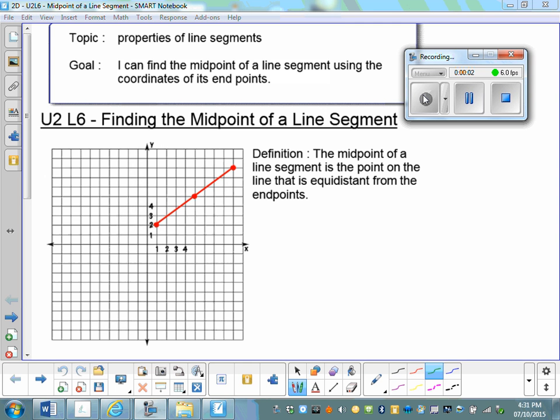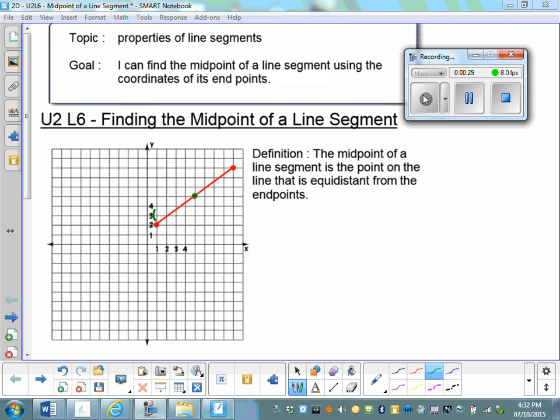Okay guys, so today we're taking a look at properties of line segments. Today we're going to focus on midpoint. So our goal is that I can find the midpoint of a line segment using the coordinates of its endpoints. So the definition for the midpoint of a line segment is the point on the line that is equidistant from the endpoints. So we've got this point here.